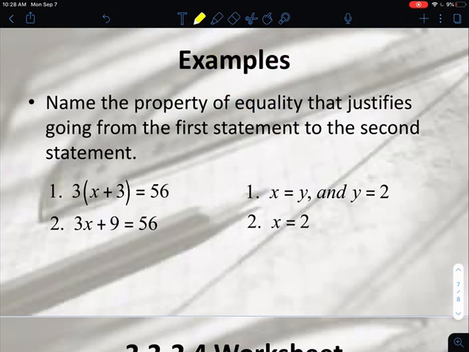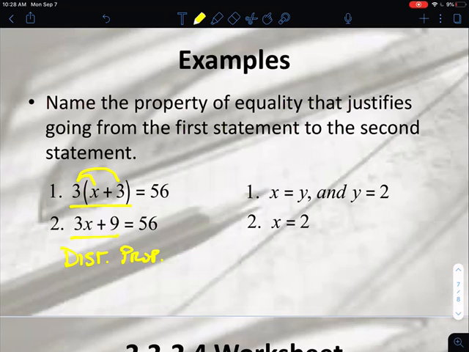Last couple examples here. If we look at that first one, we see 3 times the quantity x plus 3 equals 56. And then in the very next statement, we go to 3x plus 9. If we think about what happened here, it looks like they distributed the 3 to both terms. So 3 times x and 3 times 3. So this would be our distributive property of equality.